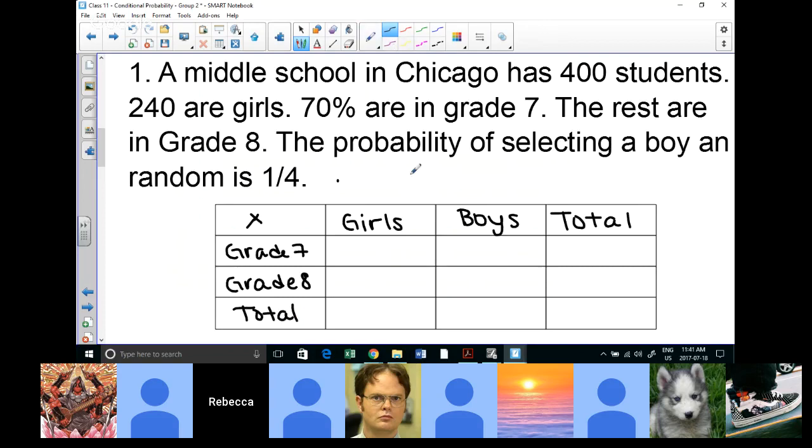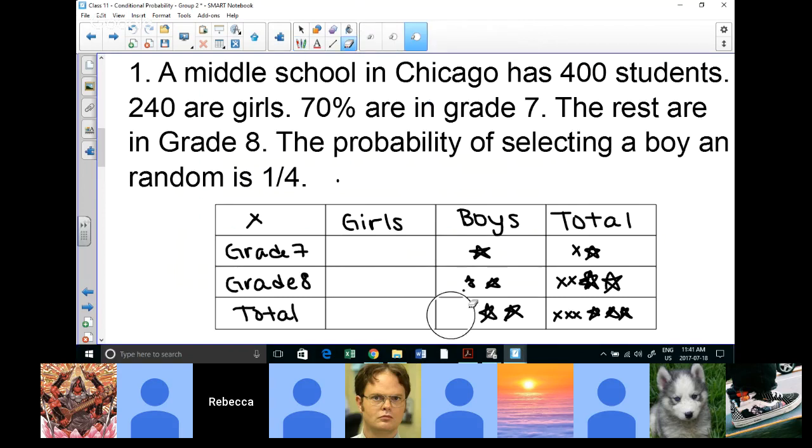So what happens here is this box is going to be the girls that are in grade 7. This box will be the girls that are in grade 8. And this box will be the total number of girls. This will be the boys in grade 7. This will be the boys in grade 8. This will be the total number of boys. This is going to be the total number of grade 7s. This is going to be the total number of grade 8s. And this is going to be the total.